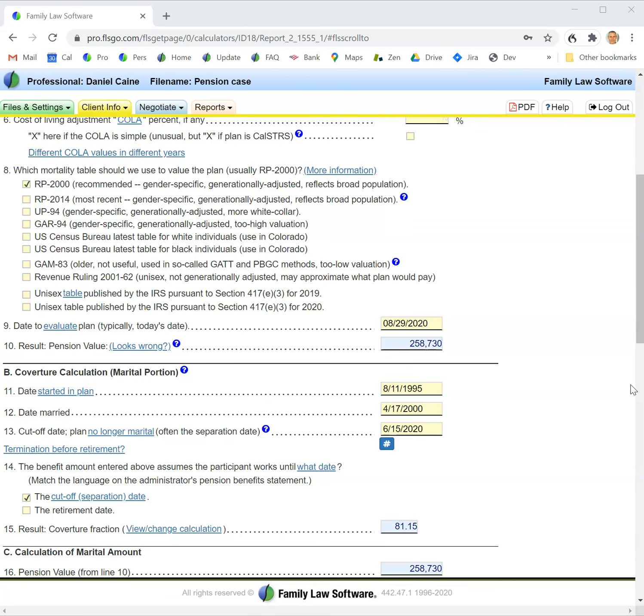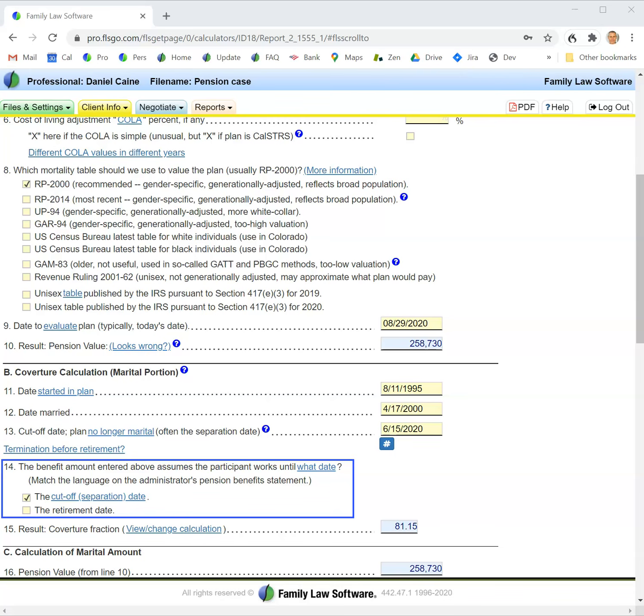Now let's talk about the assumption that we have made with regard to the date until which the participant works. You'll see that we have assumed so far, and most pension valuations do assume, that the participant works until the cutoff date. You typically get from the pension plan administrator a valuation as of the cutoff date, and the coverture fraction, the marital amount, is calculated based on that assumption. Courts like that assumption because it is definite. It is known that the person has worked until the cutoff date.